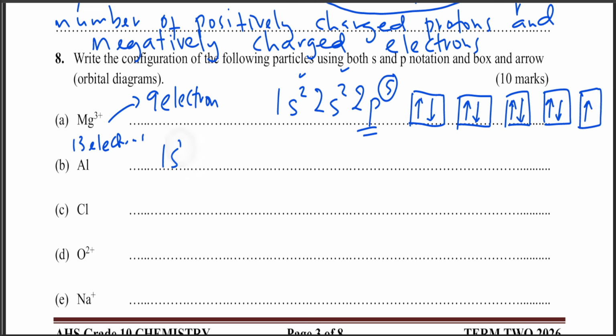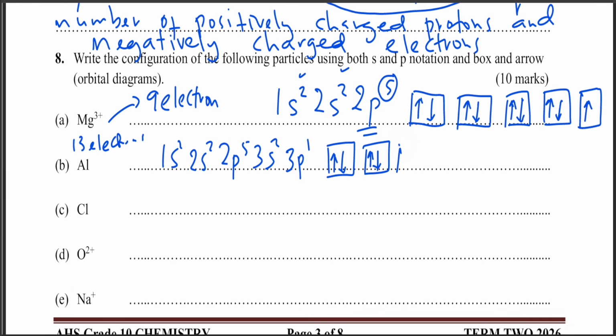So tumesema ni 1s2, 2s2, 2p6, because 2 plus 2 plus 6 is 10, 2 plus 2 plus 1 is 13. So the p ikiwa ishakuwa filled lazima itachukua 6. So the p ni hizi hizi zote pia, ya kwanza, ya pili, ya tatu, ya nne, ya tano na ya sita iko tayari filled up.